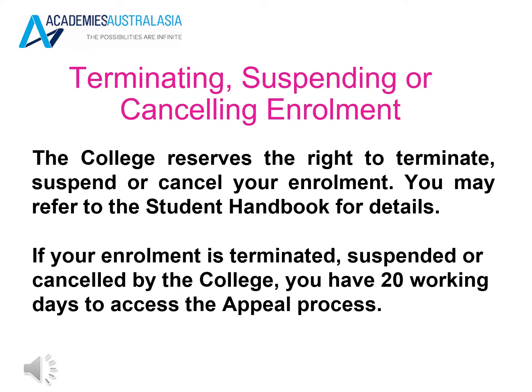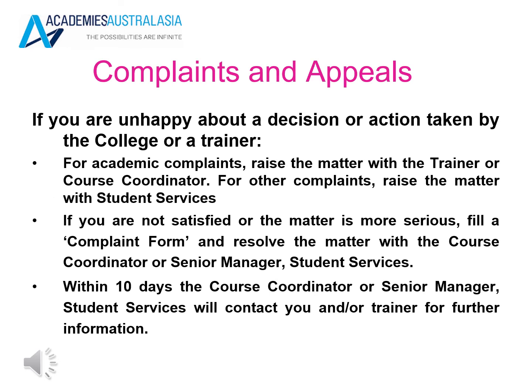The college reserves the right to terminate, suspend, or cancel your enrolment. You may refer to the student handbook for details. If your enrolment is terminated, suspended, or cancelled by the college, you have 20 working days to access the appeal process. If you are unhappy about a decision or action taken by the college or trainer, raise the matter with the trainer first. If you are not satisfied or the matter is more serious, fill an internal appeals form and resolve the matter with the course coordinator.